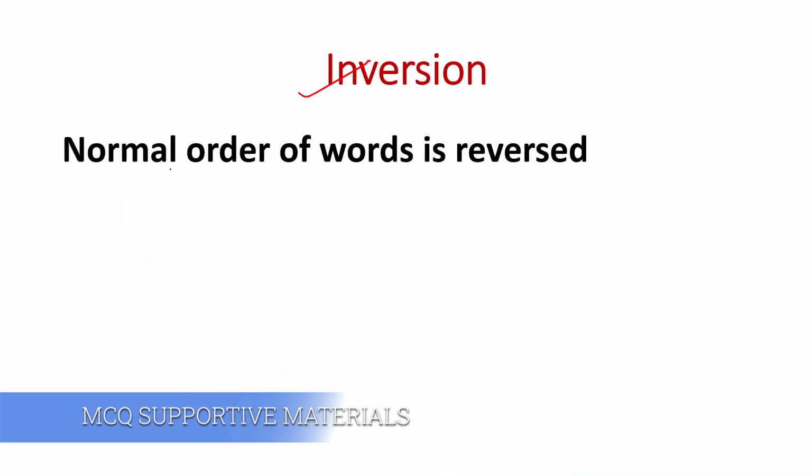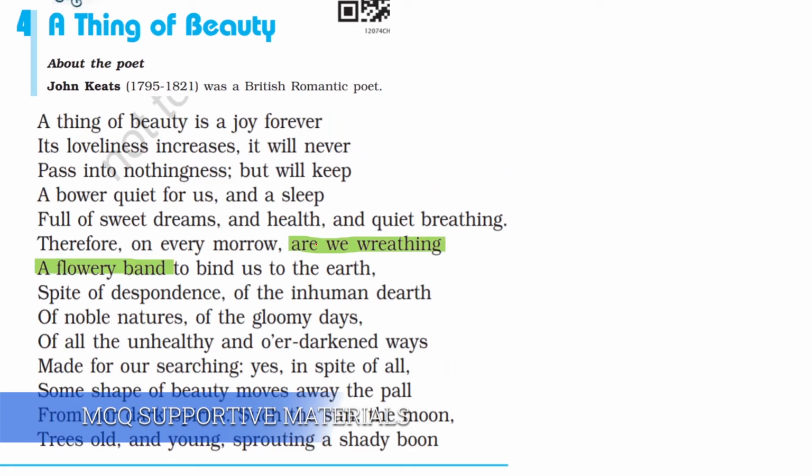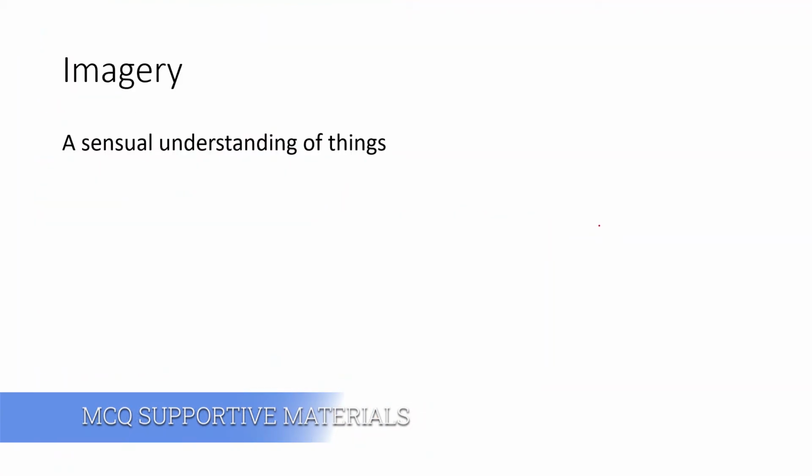Inversion. The normal order of words is reversed. That is inversion. Look at this. Are we reading a flowery band? Here the normal word order is reversed. We, as the subject, we have to use at the beginning, and are, as a supportive verb, auxiliary verb, we have to use after we. We are reading. So the inversion technique is used here.